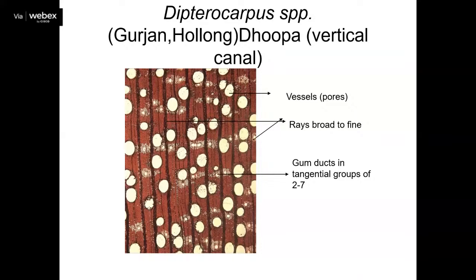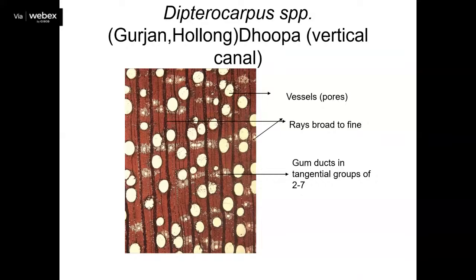In the case of Dipterocarpus species, that is gurjan, other than vessels, here we are seeing one round structure, an opening, surrounded by white parenchyma. That is the gum duct. In gurjan, it is in tangential groups of 2 to 7. Whenever we see gum ducts in any timber, we can tell that it belongs to the Dipterocarpaceae family. Then we have to search whether it belongs to Balau or Hopea or red meranti, yellow meranti, Anisoptera, Rhinobalanops, whichever group it belongs to. The first thing is we have to see the gum ducts.